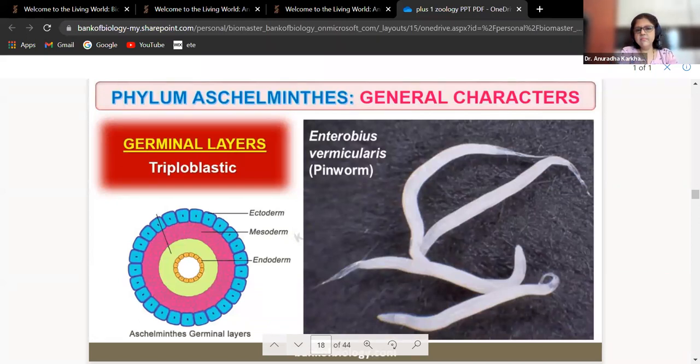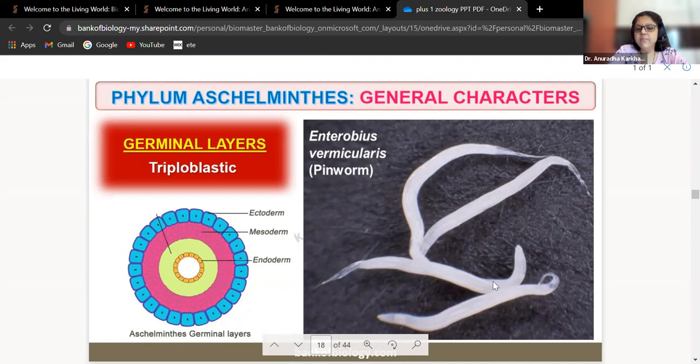Then you can see over here the germinal layers are triploblastic. What do you mean by the word triploblastic? Three germinal layers can be seen: ectoderm, mesoderm, and endoderm. This is the specific characteristic that you can see in all the phyla henceforth. So from Aschelminthes, triploblastic clearly dikhai de raha hai. Usme bhi tha, Platyhelminthes mein bhi tha, Aschelminthes mein bhi hai. You can see it, Aschelminthes germinal layers.